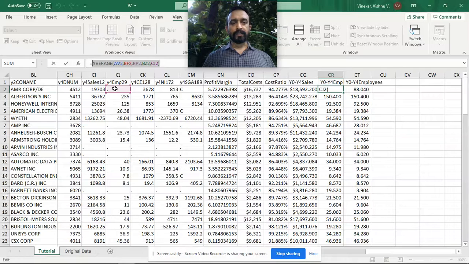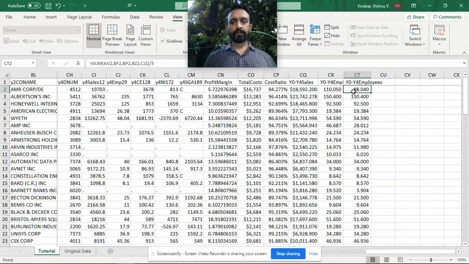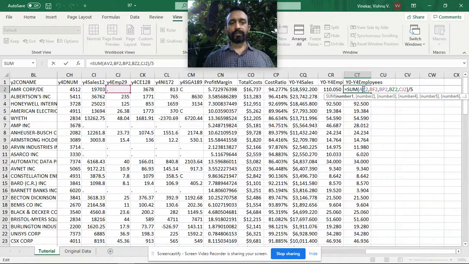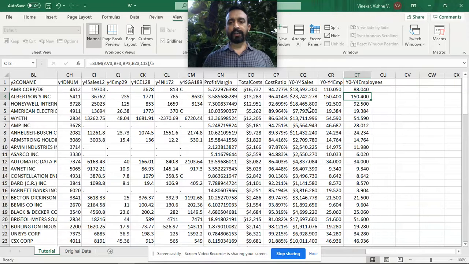Now you can see that this is a dot, which brings us to our next question. Why didn't we use the formula is equal to sum, select those 5 cells, and divide by 5? You can see if we use this formula, it includes this cell as well, Y4, and divides by 5, and we get a very different number, is equal to 88,000 employees instead of 110,000 employees. Why the difference between is equal to average and is equal to sum divided by 5?